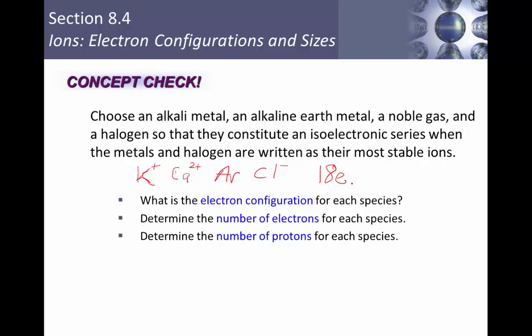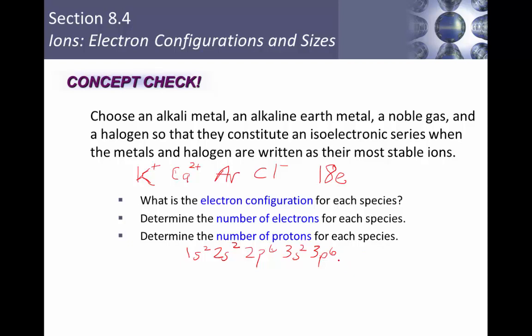It says, what is the electron configuration? Well, they're all going to have the same electron configuration, right? Let me write it down here. 1s2, 2s2, 2p6, there's 10. 3s2, 3p6. So there's the electron configuration.